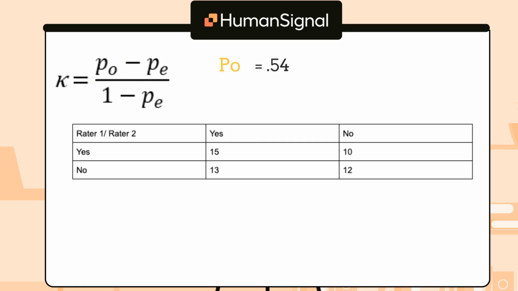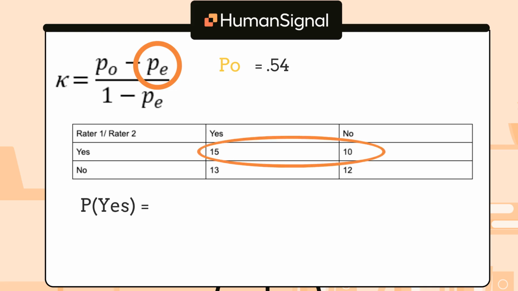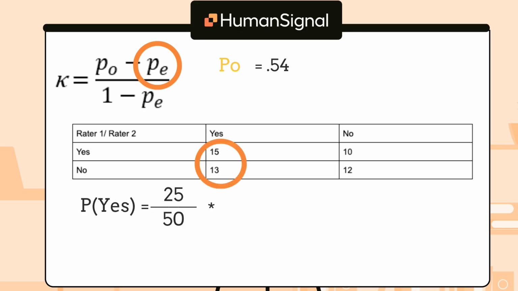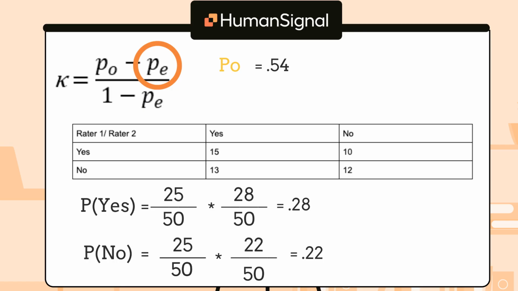Next, we'll calculate the expected probability. We'll do this in two steps. First, we'll calculate the probability of a yes, which is the number of times rater 1 said yes, 15 plus 10 is 25, divided by the total number of annotations, 50, multiplied by the number of times rater 2 said yes, 15 plus 13 equals 28, divided by 50. This gives us a probability of yes of 0.28. Then we'll do the same calculation for the probability of no, as shown on the screen. Finally, we'll add these two numbers together, giving us a chance agreement or an expected probability of 0.50. This could have been anything. It's just in this example that we get an expected probability of 50%.